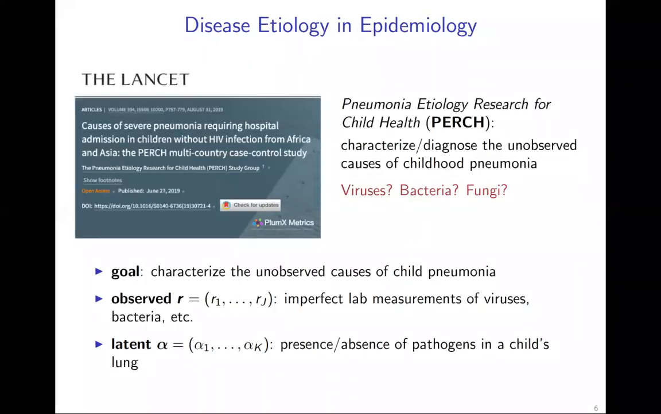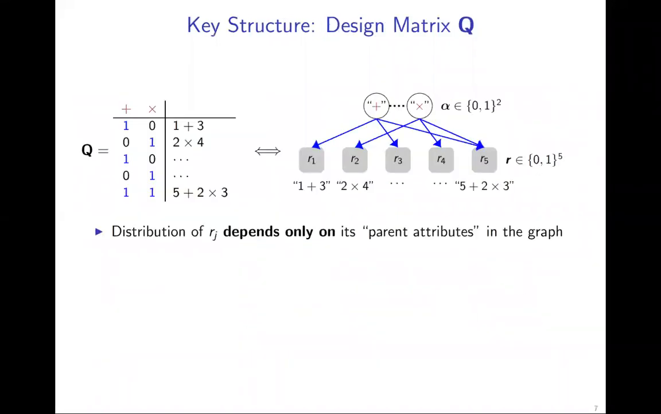An interesting fact is that in a very different field, epidemiology, researchers actually have been using a similar model to understand disease etiology. And this is shared by a Michigan biostats professor. The Pneumonia Etiology Research for Child Health, or the PERCH study group, are interested in characterizing the unobserved causes of childhood pneumonia. Then if framed in our terminology, the observed vector R would be each subject's imperfect lab measurements of viruses, etc. While the latent vector alpha would be the presence or absence of pathogens in a subject's lung, which cannot be directly observed.